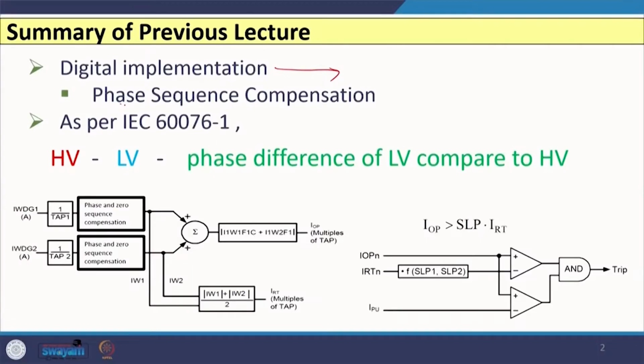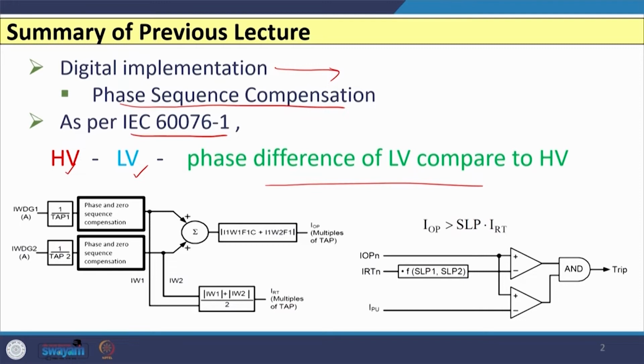Hello friends. In the previous lecture we discussed the digital implementation of the digital or numerical relay when used in a power transformer. We discussed that if we wish to achieve the inherent phase shift compensation, then we have to use a different matrix depending upon what vector group or winding connections are used. And we have also seen that as per IEC 60076-1, we have to enter the winding connections, first HV winding, then LV winding, and then the phase difference of LV compared to the HV.